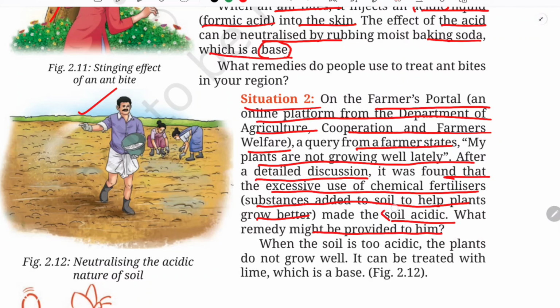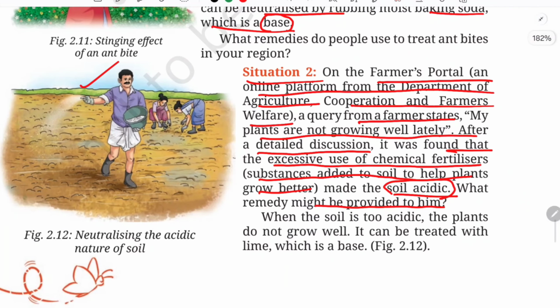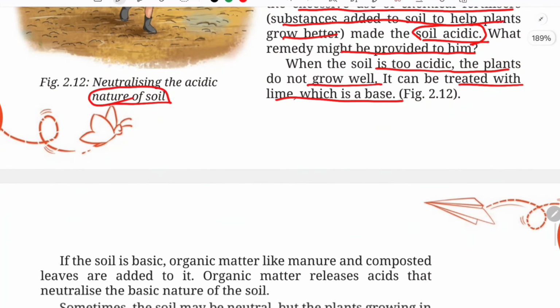Since the soil is acidic, some base substance should be given, and he should be advised to sprinkle it on his land. When the soil is too acidic, the plants do not grow well. It can be treated with lime, which is a base. What remedy was provided to him? He is sprinkling lime here, isn't it? In order to neutralize the acidic soil, to finish its acidic effect, when you sprinkle lime, it will become neutralized. This is the neutralization of the acidic nature of soil. In this way, you can neutralize the nature of soil as well. Alright, I hope you understood.